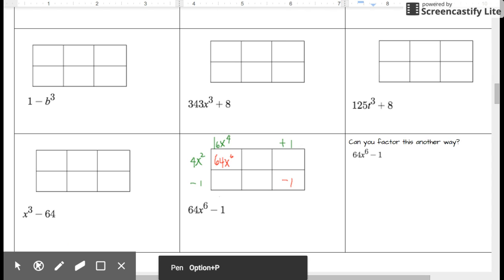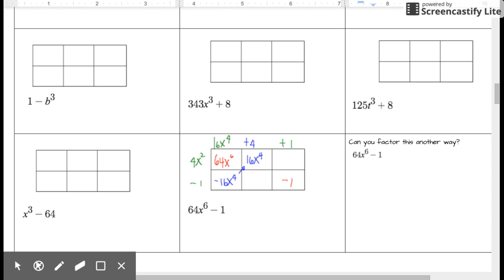Then now we figure out the other regions. So 16x to the fourth times negative 1 is negative 16x to the fourth. And we know that this should be the opposite of that. So we'll have here 16x to the fourth. And then we think of what we multiply the 4x squared by to get 16x to the fourth, and that's going to be positive 4x squared.